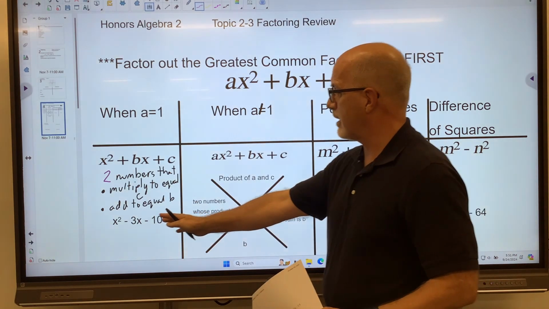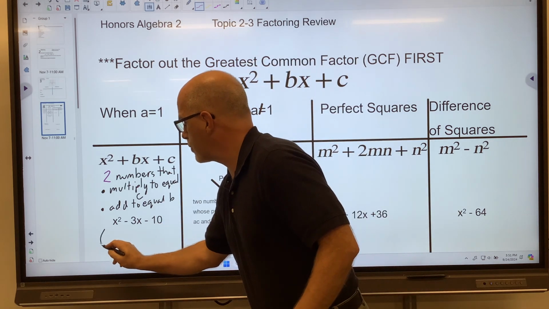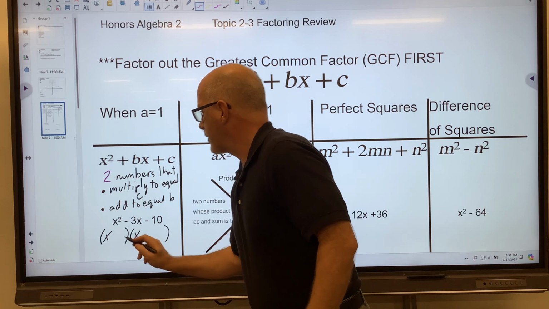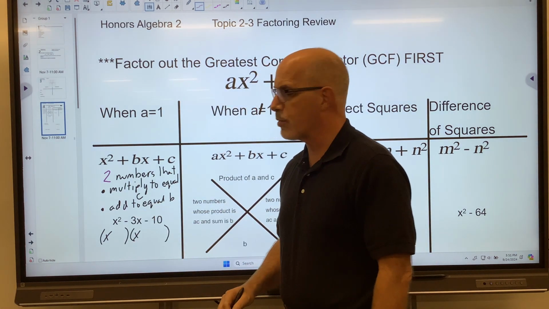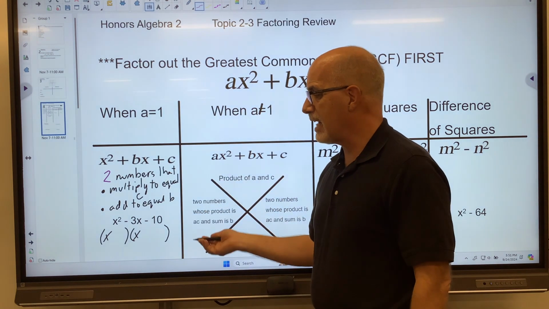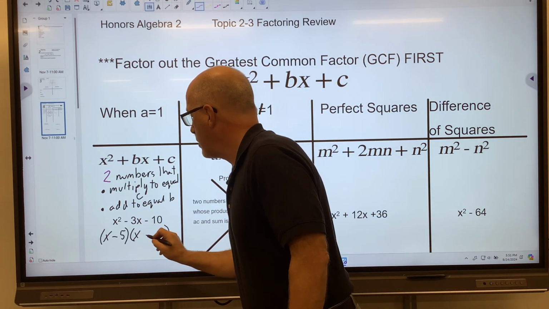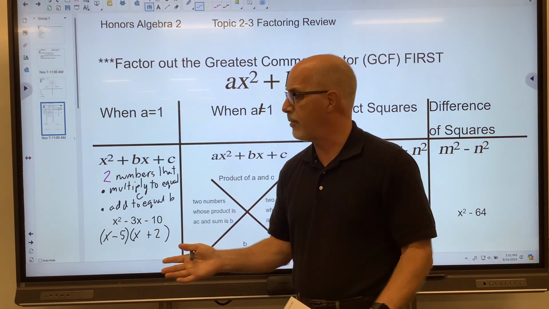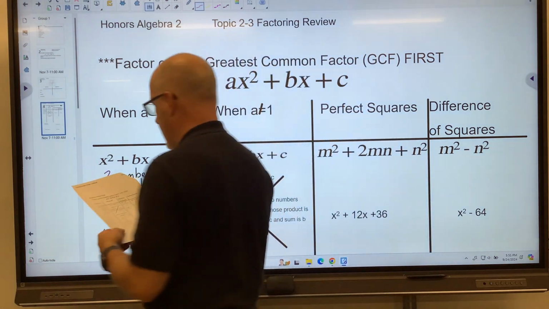So when we look at a problem like this, x squared minus 3x minus 10, we'll first of all start off with x and x, and what two numbers multiply to get negative 10 and add together to get negative 3? Well, that would be negative 5 and positive 2. So this would be what our factorization would equal, and it's fairly quick to get the answer for that one.